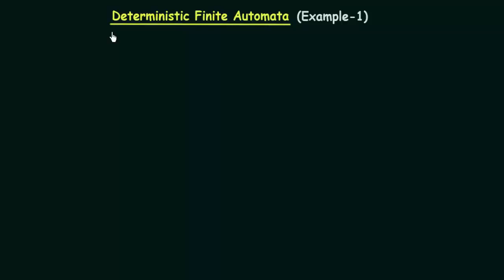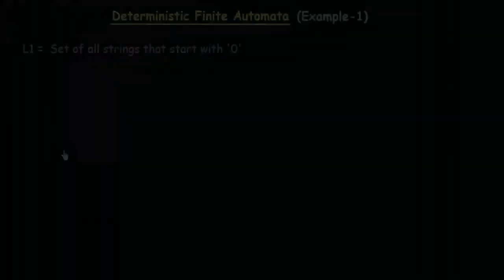Hello everyone, welcome to the next lecture in Theory of Computation. In this lecture we will be seeing an example about our DFA, or Deterministic Finite Automata. We shall be seeing how to design a particular DFA in this example. Alright, so let's get started.